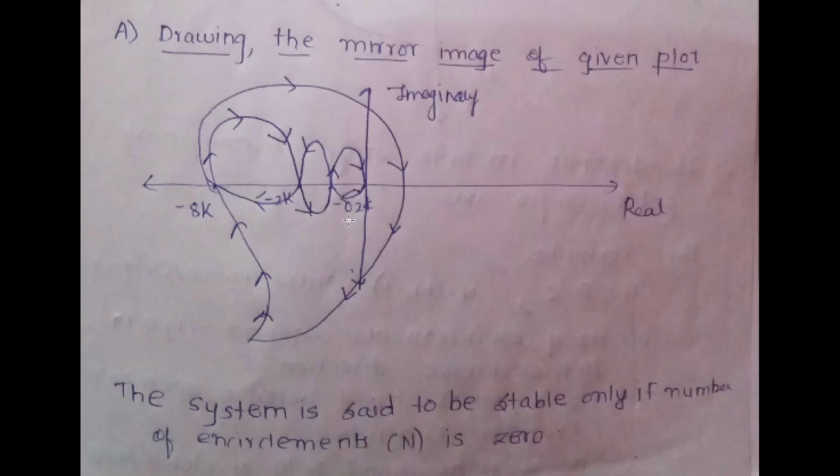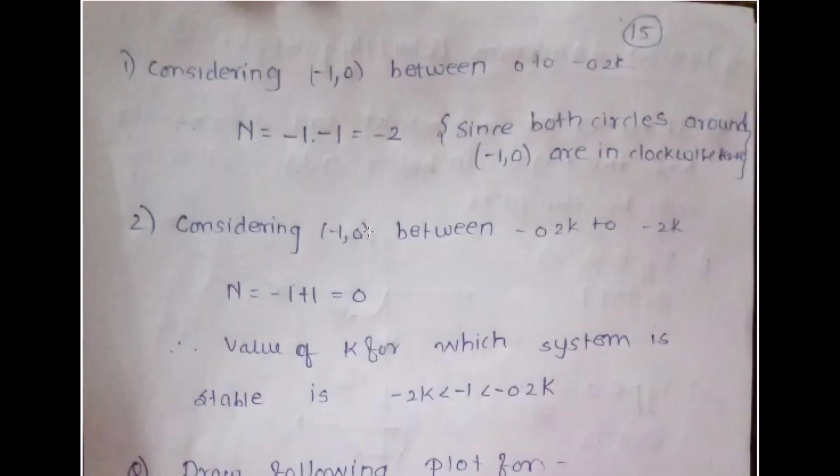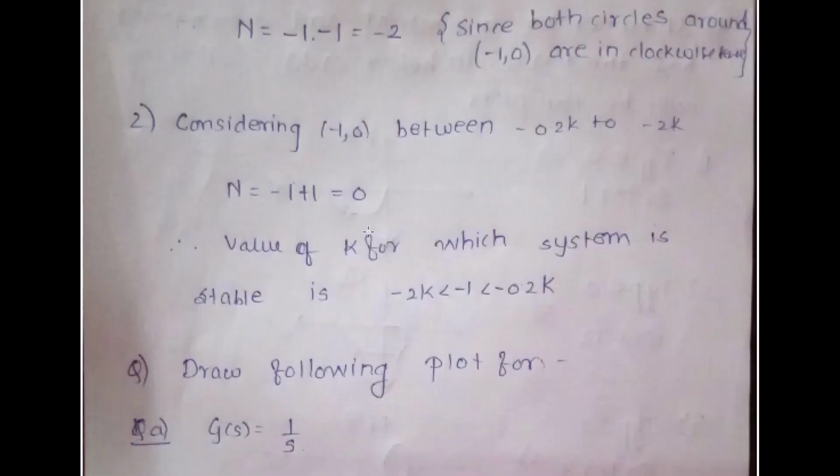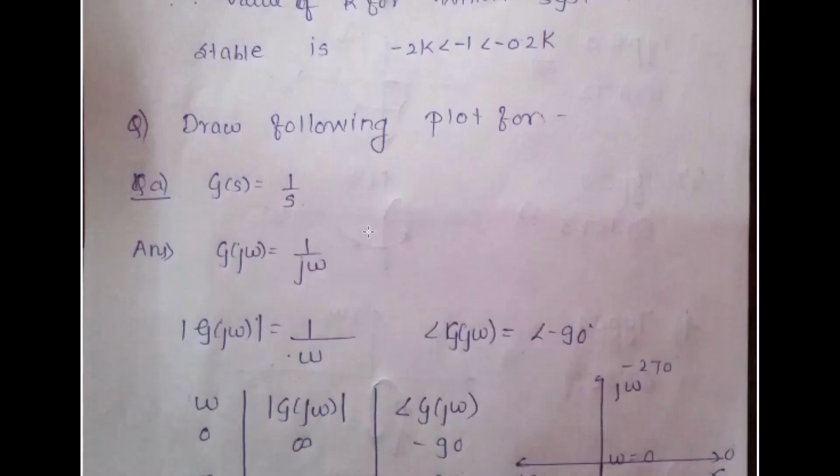Next I am considering from minus 0.2k to minus 2k. If I consider minus 1 between this, then one encirclement is in anti-clockwise direction, and the other encirclement is in clockwise direction. That means n is equal to minus 1 plus 1 is equal to 0. So that is very important.